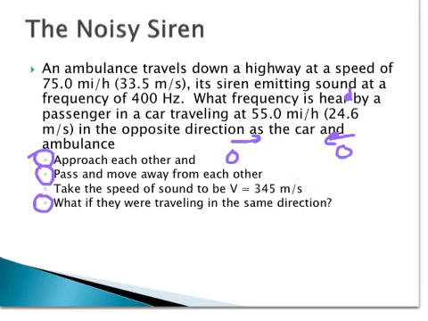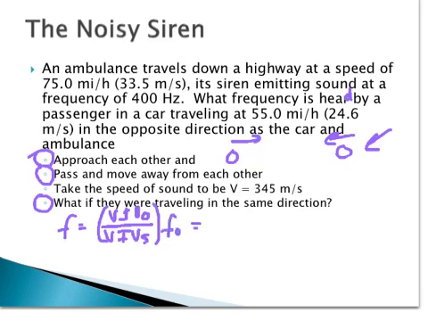Part A is asking, what is the change in frequency going to be if they approach each other? All right, so the picture is drawn here. The equation we have: the frequency is V plus or minus VO, divided by V minus or plus Vs, times the original frequency. V represents the speed of sound, so that's 345 in both the numerator and denominator.